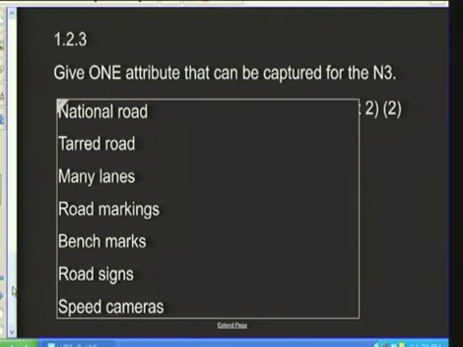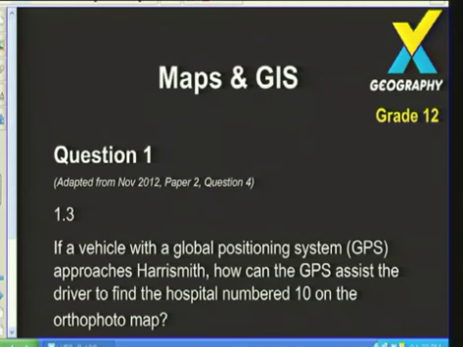So here we go. It's a national road, it's a tarred road, there are many lanes, the lanes are marked with paint, so we've got arrows and solid lines and dashed lines. There are benchmarks, those are those little concrete pylons you sometimes see on the side of the road, showing you the altitude or height above sea level of the road at that point. Road signs would be visible, so how fast you're allowed to go, warning signs, etc. And then of course everybody's favorite, the speed cameras. Where would you find them on the road? A lot of your GPS units tell you where to find those speed cameras in order to help you keep out of trouble. Let's take a look at our next question.